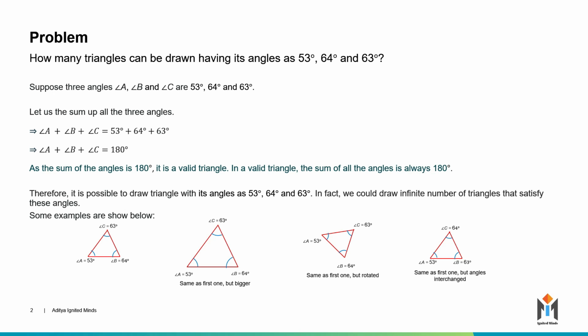Not only that, the points A, B, and C do not actually have to be exactly like this. Instead of the first diagram where A and B are parallel to the x-axis, I can actually put points A, B, and C anywhere in space, and I can draw a triangle. That way, I can draw an infinite number of triangles.